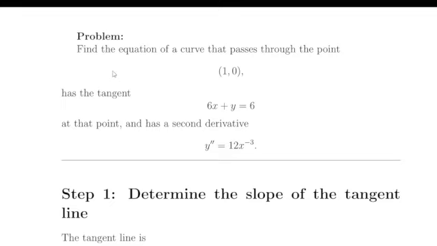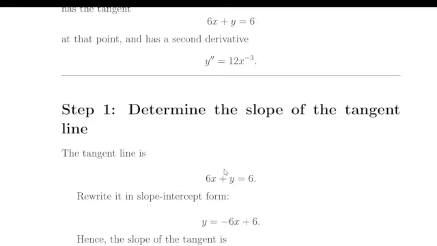In this video, we want to find the equation of a curve that passes through the point (1, 0), has a tangent 6x + y = 6 at the point, and has a second derivative of 12x to the negative third power. The first step is let's use the tangent to find the slope of that tangent line.